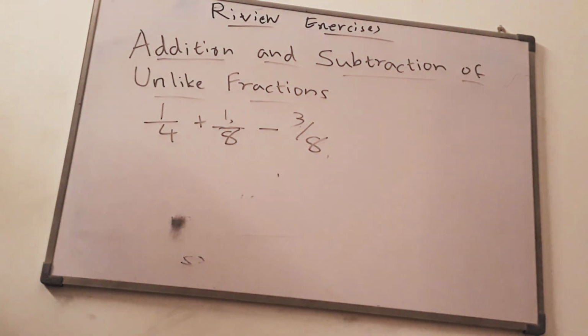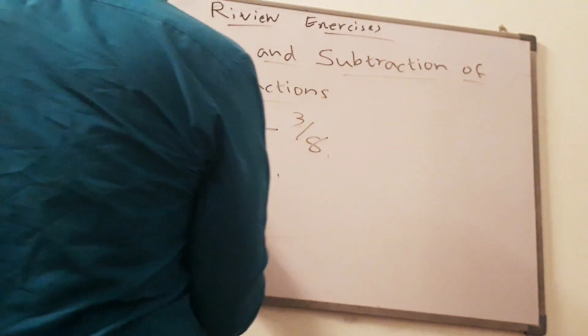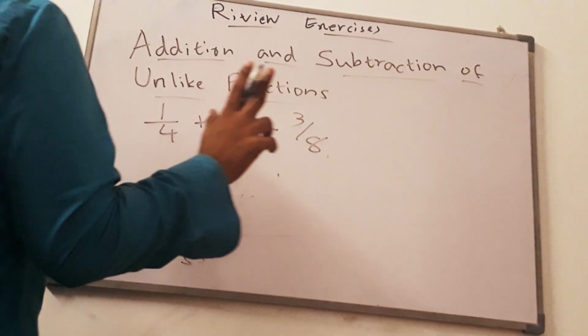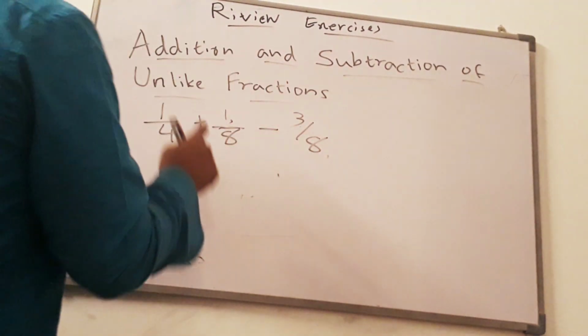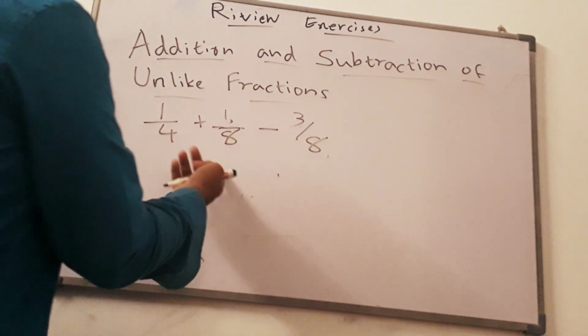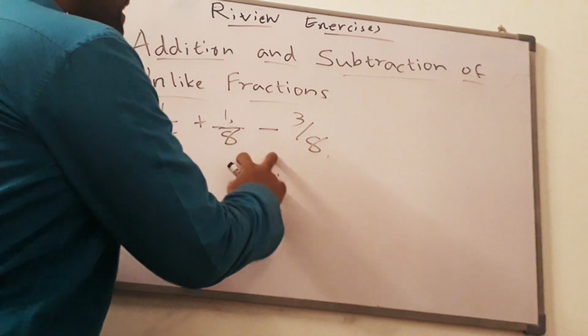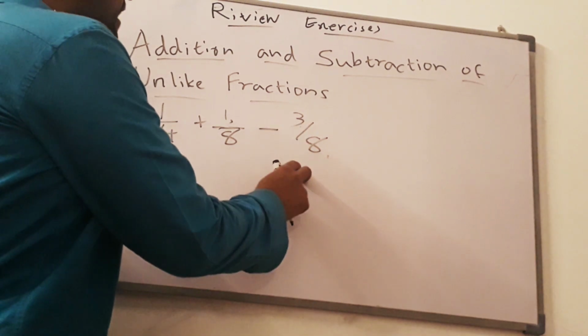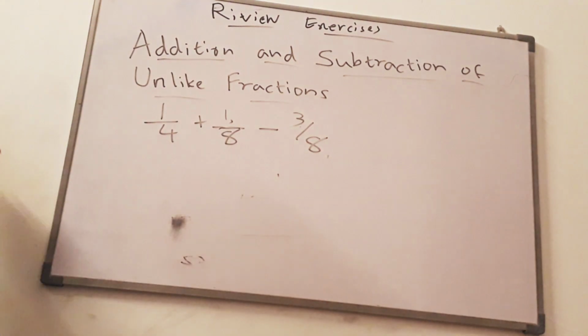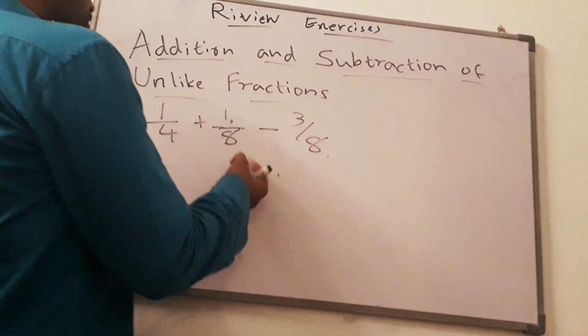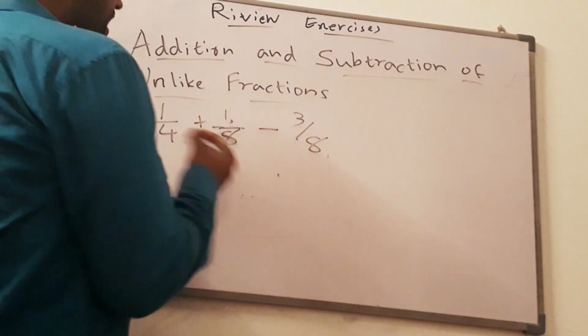Okay, so here there are two methods. First is we can make 4 and 8 because 8 is a multiple of 4. Or we can simplify these two fractions. But unfortunately 1 is smaller than 3. So it is better to go with making 4 and 8.